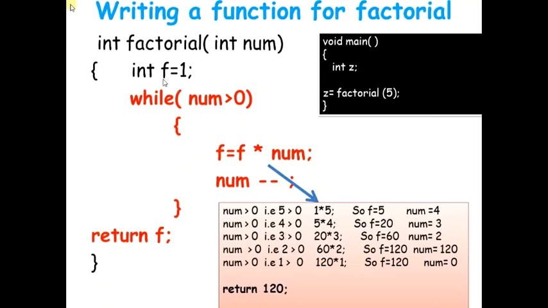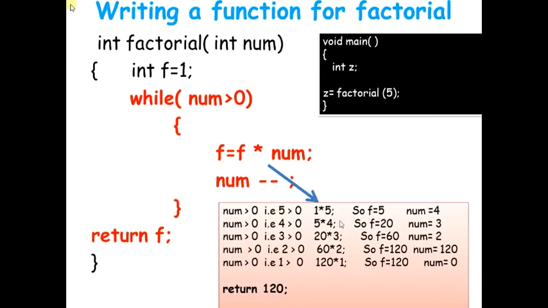First I say f is equal to 1. This is a very compulsory step. If you don't do this, you're going to get funny answers towards the end. Then you check whether num is greater than 0. Yes, we'll check whether 5 is greater than 0. It is greater than 0. If it is greater than 0, what to do? You're going to do f is equal to f into num. And then num minus minus is done.